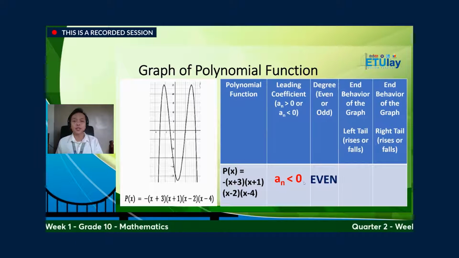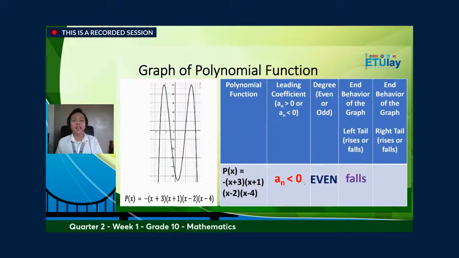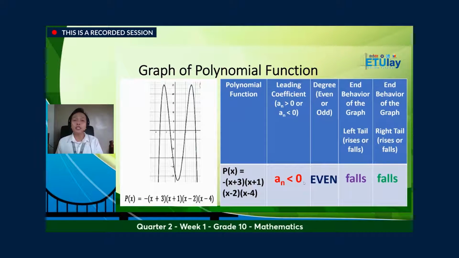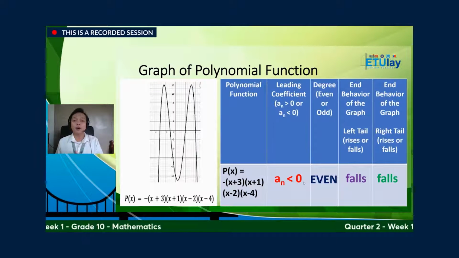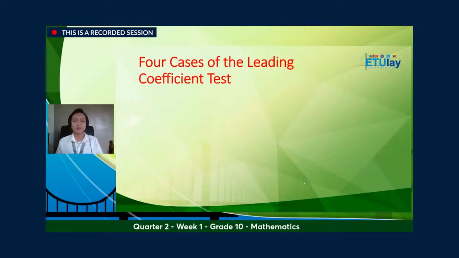How about the end behavior of the graph? Left tail, rises or falls? Kita naman, no? It falls. How about the end behavior of the graph? Right tail, rises or falls? Same with the left tail, it falls. If you will notice, grade 10 mathletes, ang pinag-uusapan natin ay characteristics ng graph o polynomial function considering the leading coefficient and degree. So how is that? There are 4 cases of the leading coefficient test.